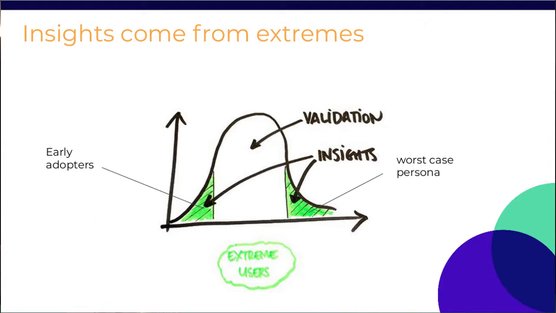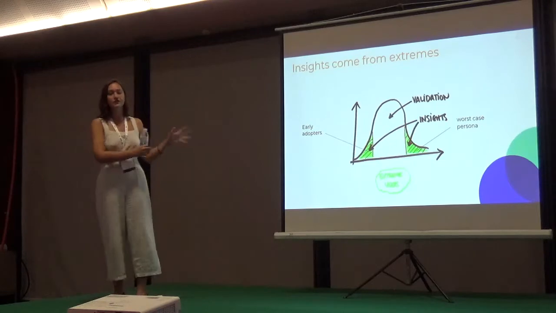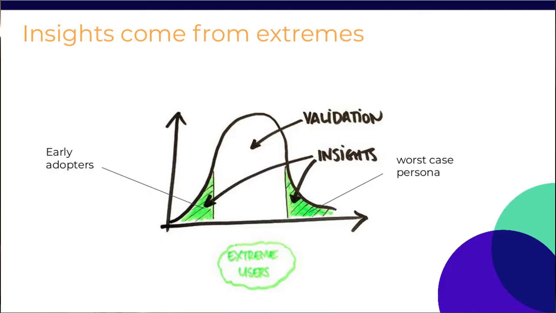These people, when you really solve their problems, are going to help you attain a global market, which is the validation part. And people that do not need your solution at all are the worst case persona. So for instance, take the example of Airbnb. They actually focused first on backpackers looking for really low-cost apartments to travel. The worst case persona would be a businessman that earns $100,000 a year and does not need to find a cheap place.